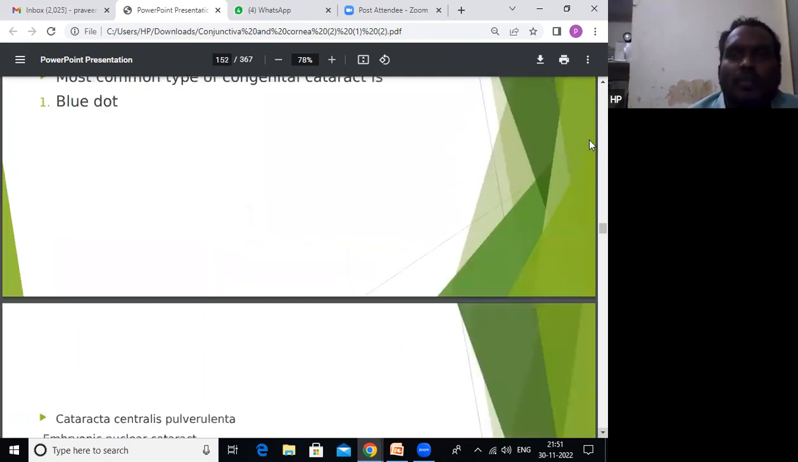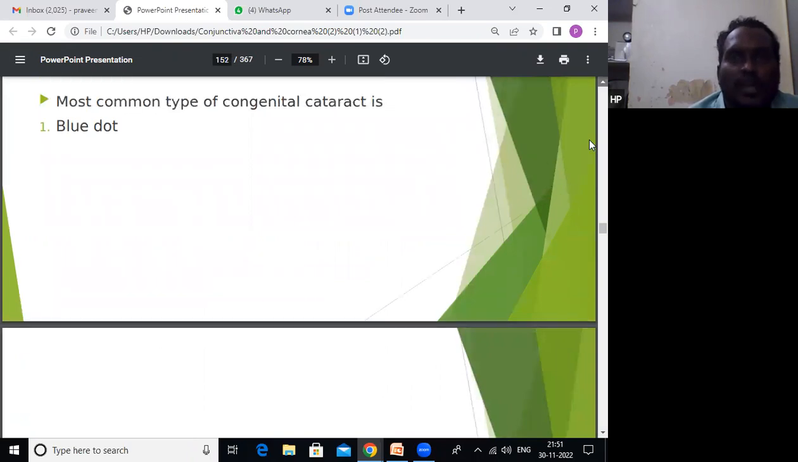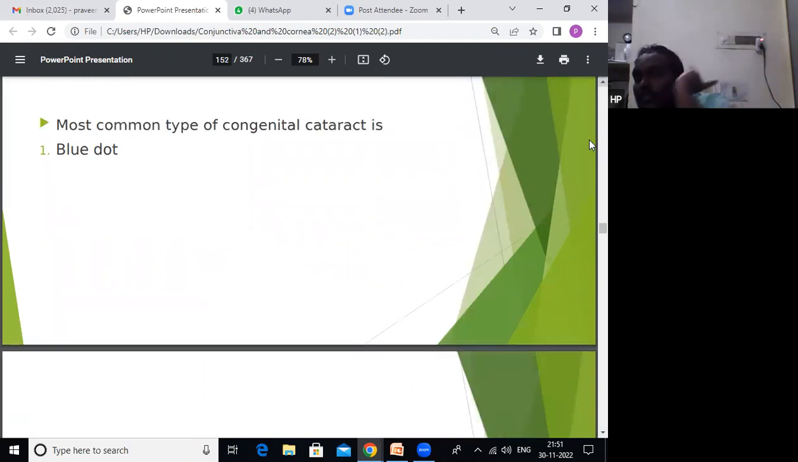But the most common type of congenital cataract is blue dot cataract. The most common type of visually significant congenital cataract is zonular cataract. Remember, the most common type of congenital cataract is blue dot. The most common type of visually significant congenital cataract is zonular cataract, or lamellar cataract. Zonular is also called lamellar cataract.